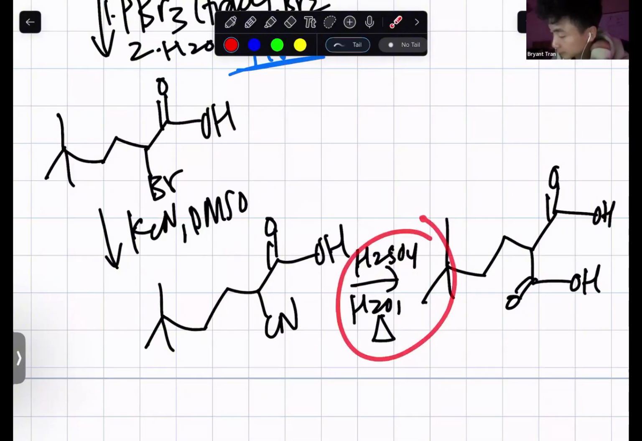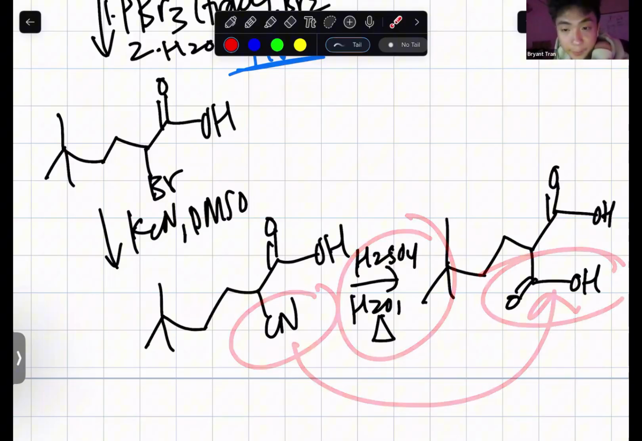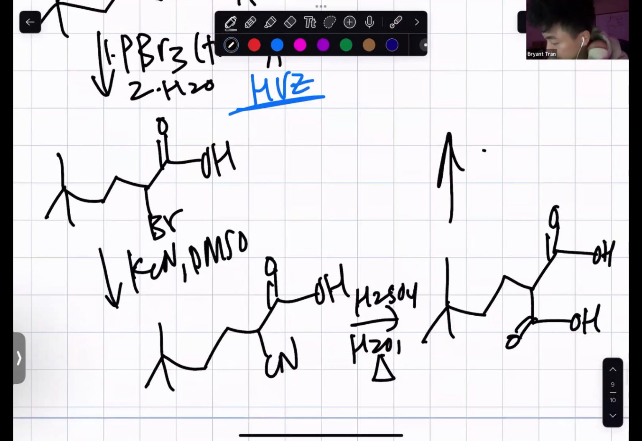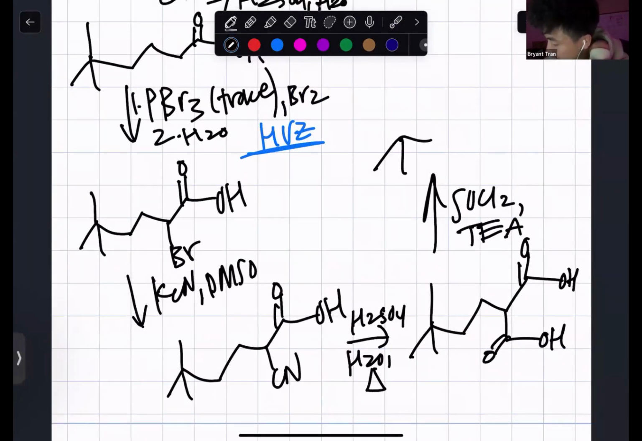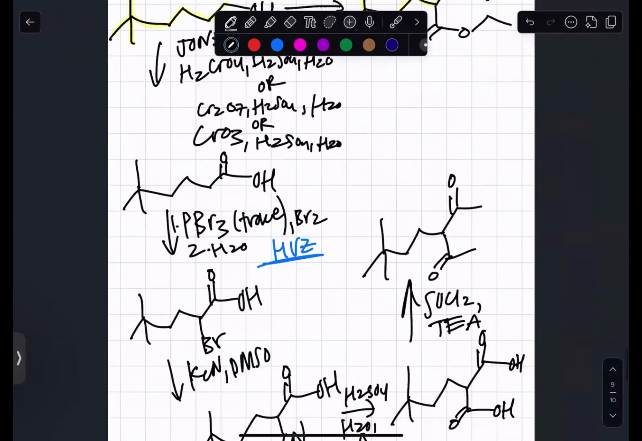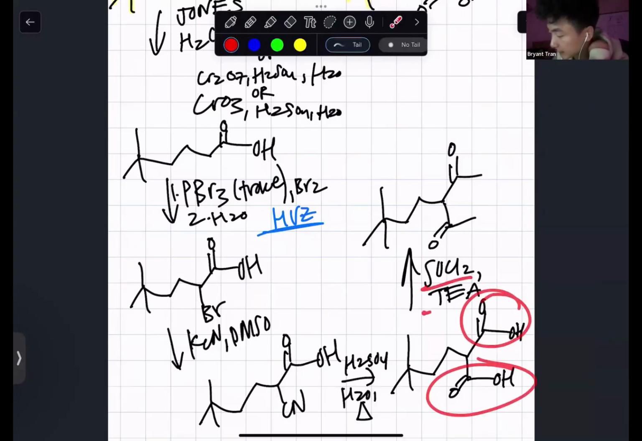This right here is going to affect the nitrile because it's going to convert the nitrile into the carboxylic acid right there. And then once we have our two carboxylic acids, that's when we do the SOCl2 and pyridine, which will convert the carboxylic acids into what functional group? What would these carboxylic acids here convert into if we use SOCl2 and pyridine?